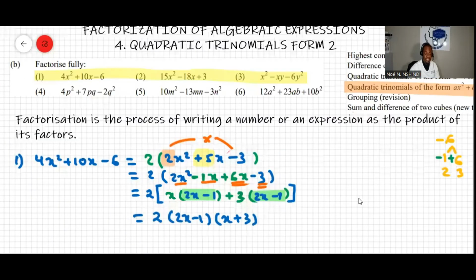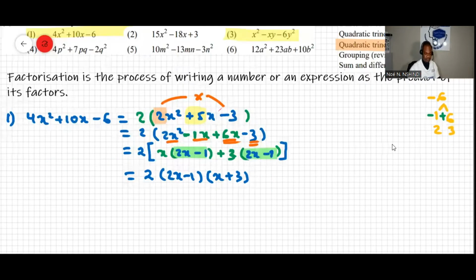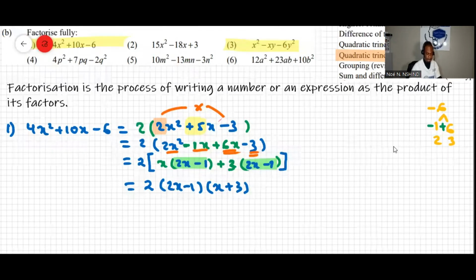Now, the same way we did question 1, I will leave question 2 for you to do, and then I'll move to question number 3. Question 3: you look at the terms. If there is a common factor, you factorize first, as we did here, and then you do the rest. Question 3 is given by x² minus xy minus 6y squared.